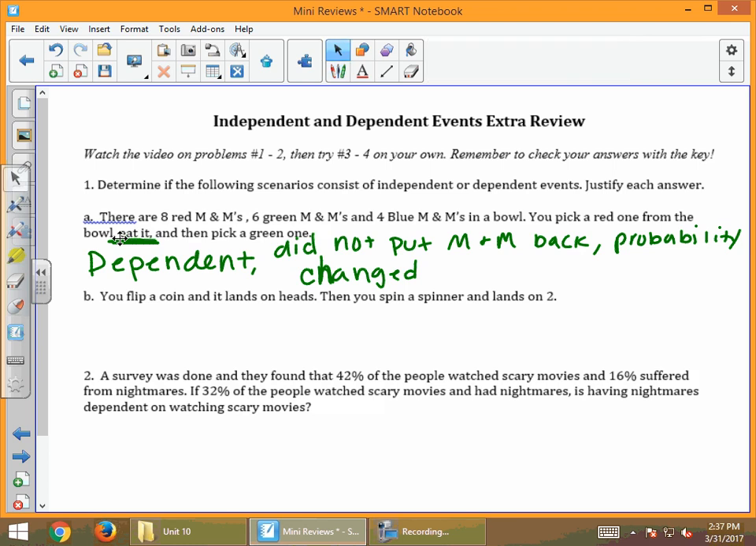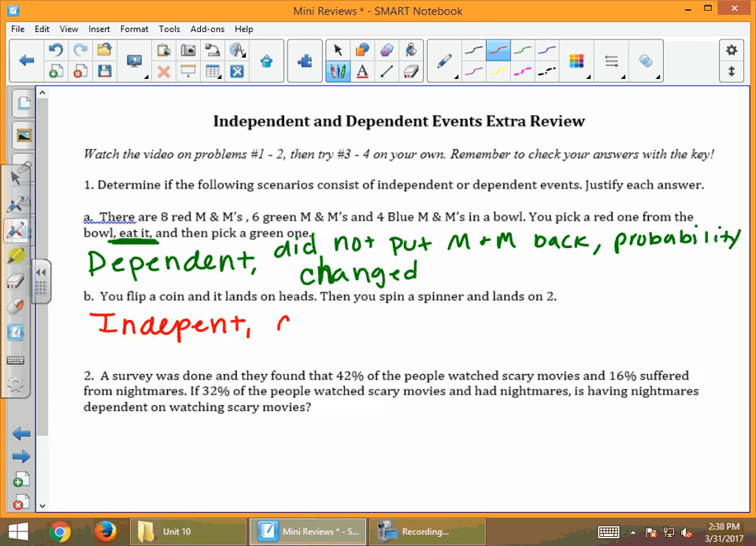For B, it says you flip a coin and it lands on heads, then you spin a spinner and it lands on 2. To think about is the first thing affecting the second thing. So is flipping the coin affecting what the spinner lands on? And the answer is no. One has nothing to do with the other. So that would make it independent.